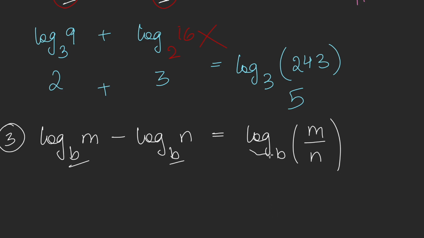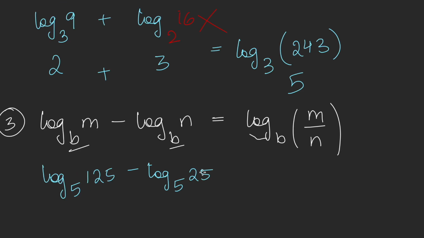Now let's understand this with an example again. If I have, say, log base 5 of 125 minus log base 5 of 25, what will I have to do here? I can just simply write this as log base 5 of 125, which is my m, upon 25. So 125 by 25.